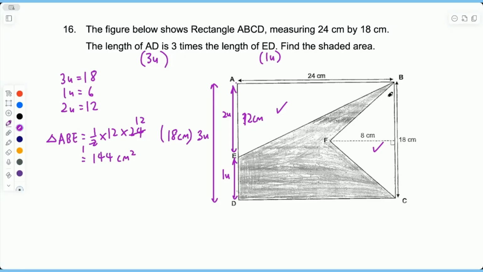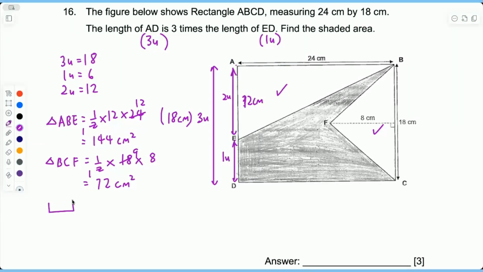Now let's find the area of the unshaded triangle BCF. Triangle BCF will be half times the base, which is 18, times the height, which is 8 cm. And again, I will do cancellation. 9 times 8 will be 72 cm squared.